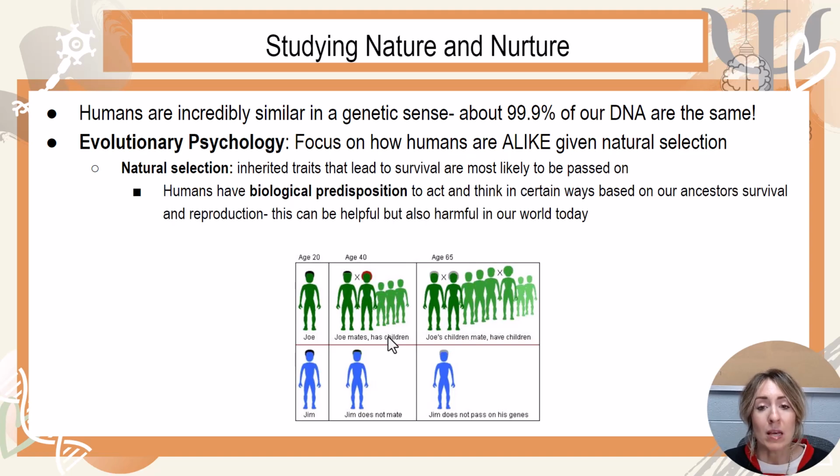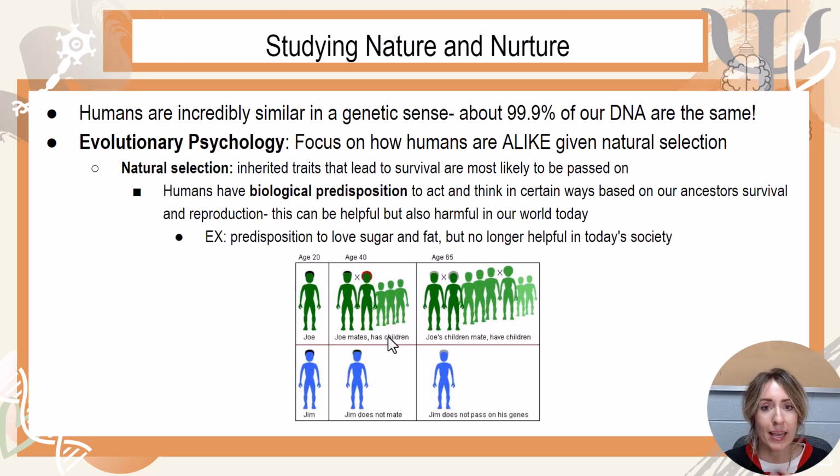Over time, these inherited traits have given us what we call a biological predisposition. So they are ways that we think or act that are based on what helped our ancestors survive. And these can be really helpful, but they can also be really harmful. So an example of how they're harmful is like in the past, humans developed this predisposition to love sugar and fat because they helped us survive and they weren't always available.